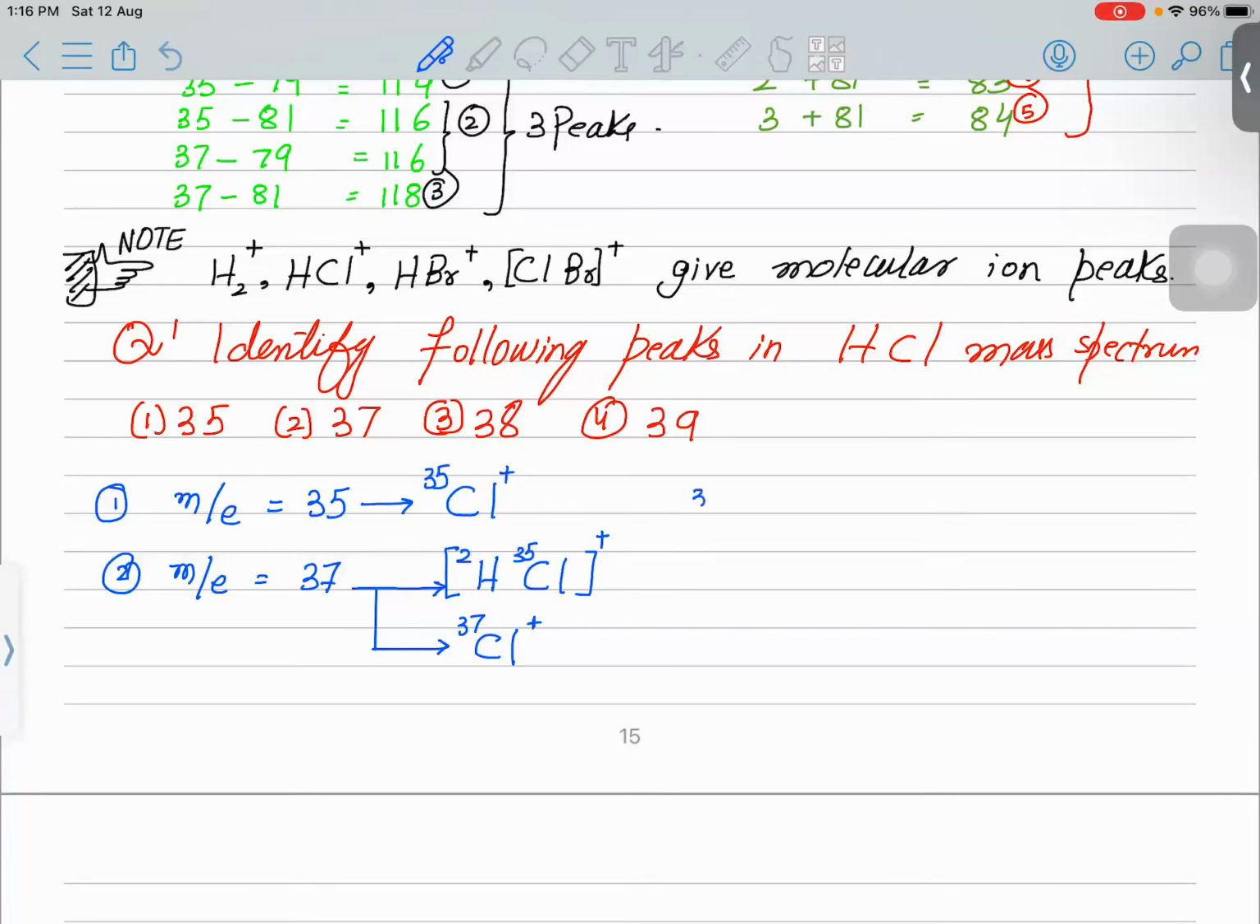Now question number 3. Mass over charge ratio is 38. This can have two possibilities. It can be 35 with the 3H, or it could be 37 with the 1H. Correct answer. So you have two options.